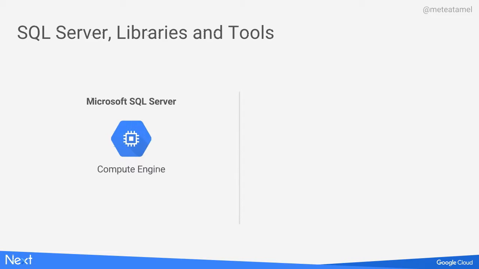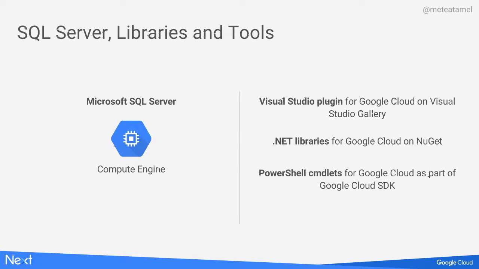So this is for the app side. For data, if you're using SQL Server, you can take that SQL Server and run it on Compute Engine, and we support all the versions from 2008 till 2016. And then we have tools. We have a Visual Studio plugin where you can manage your Google Cloud resources from Visual Studio. We have lots of .NET libraries to talk to pretty much all Google Cloud services. And finally, we have PowerShell commandlets that let you script your access using PowerShell. So no matter what you want to do, ASP.NET, ASP.NET Core, SQL Server, tools, we try to make that available to you, and there's more and more stuff coming.